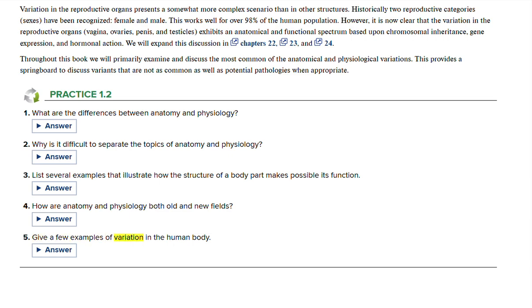Give a few examples of variation in the human body. Answer. Start revealed content. Answers may include, but are not limited to, variations in height, hair texture, skin color, resting heart rate, branching of blood vessels, size and shape of muscles, absence of a muscle, presence of an extra bone. Revealed content has ended.